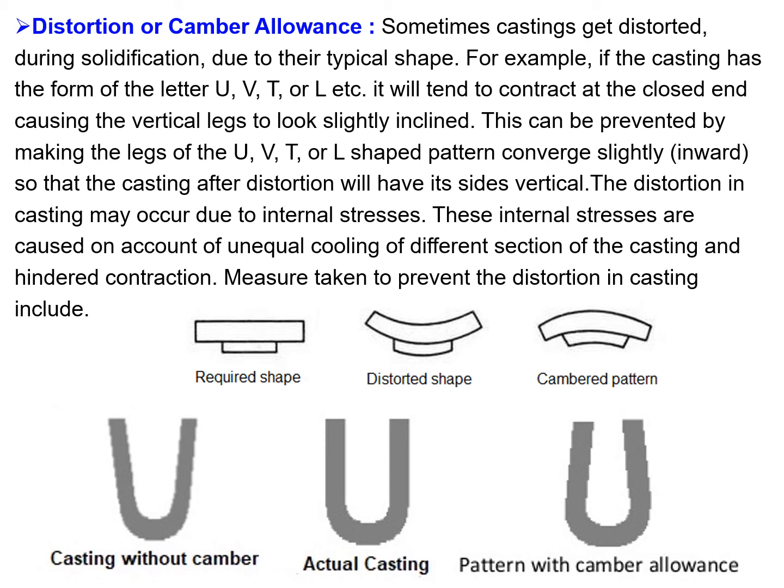Distortion in castings may occur due to the internal stress caused on account of unequal cooling of different sections of the castings and hindered contraction. Measures taken to prevent distortion in castings include, and you can see two figures. The first one shows the required shape, distorted shape, and cambered pattern, the required camber patterns. And the second one, at the bottom, shows the casting without camber, actual casting, and pattern with camber.